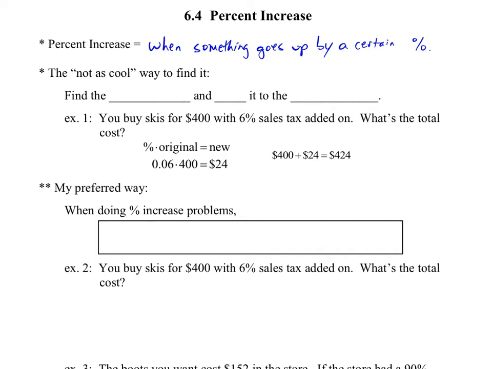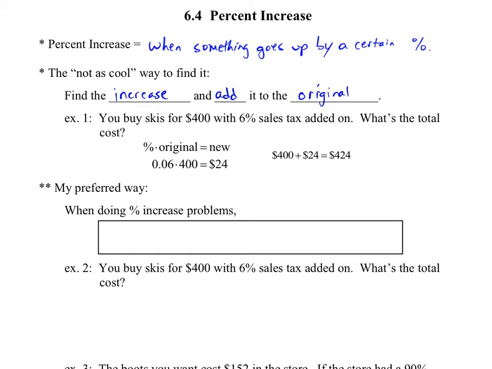Okay, so the not as cool way to find it. One would be find the increase. So if the value of Honda Civics went up by 10%, we'll find out how much 10% is, and then add it to the original. Because if you know it went up by 10%, you find out what 10% is, and you just add it to the original amount.